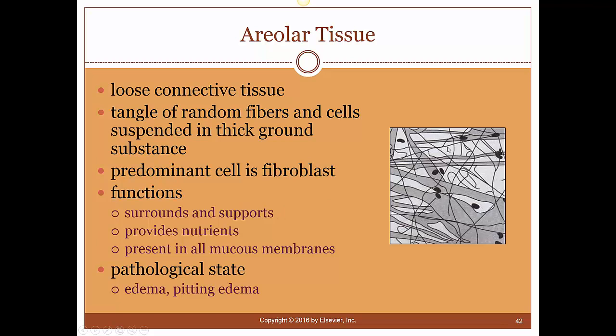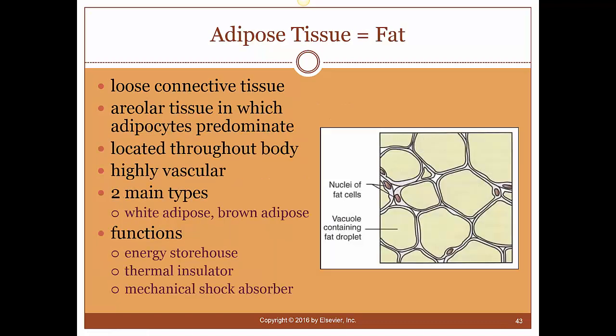Pretty much its thing is to surround some of the cells, give support to the ground substance matrix that's in between here, and allow nutrients to pass through. We find this below all of our mucous membranes in the body. And this is the area that's really easy to get edemas, in the areolar connective tissue.